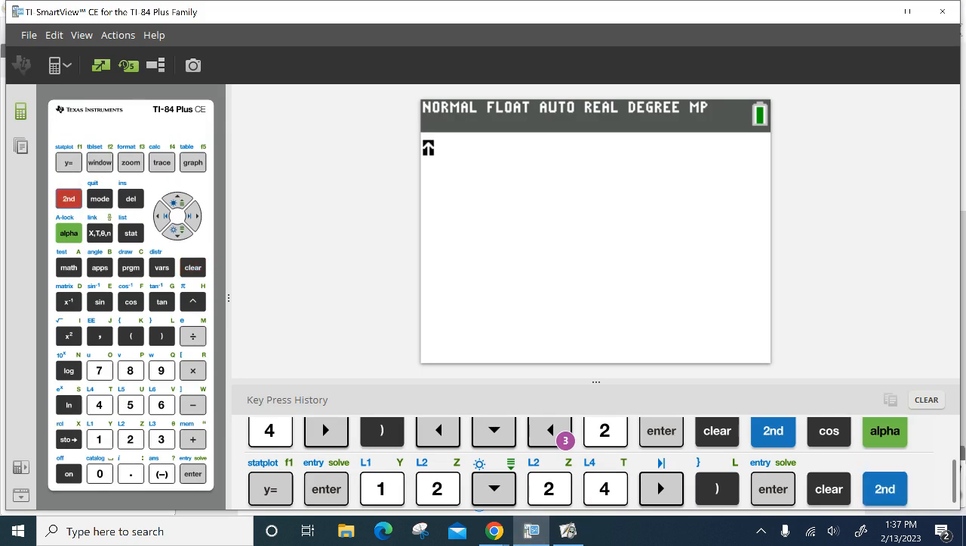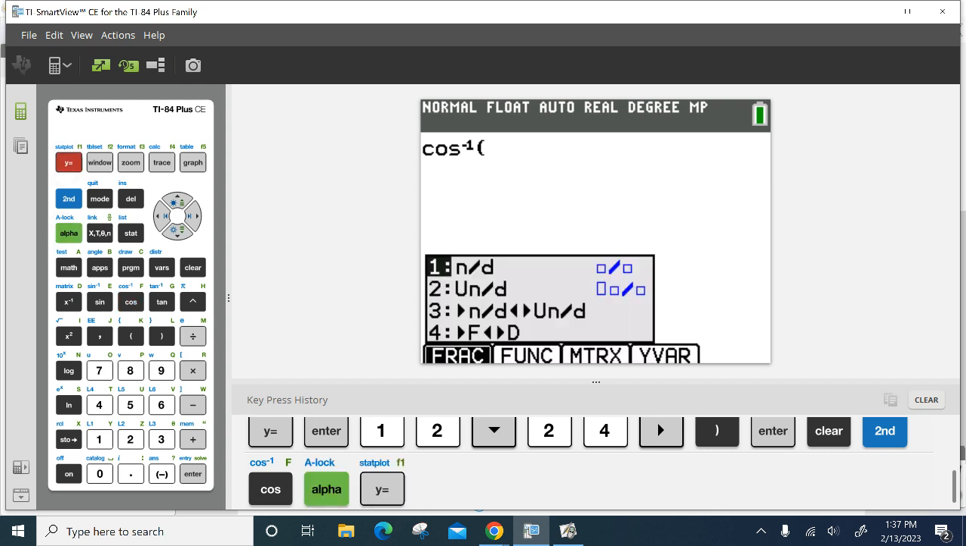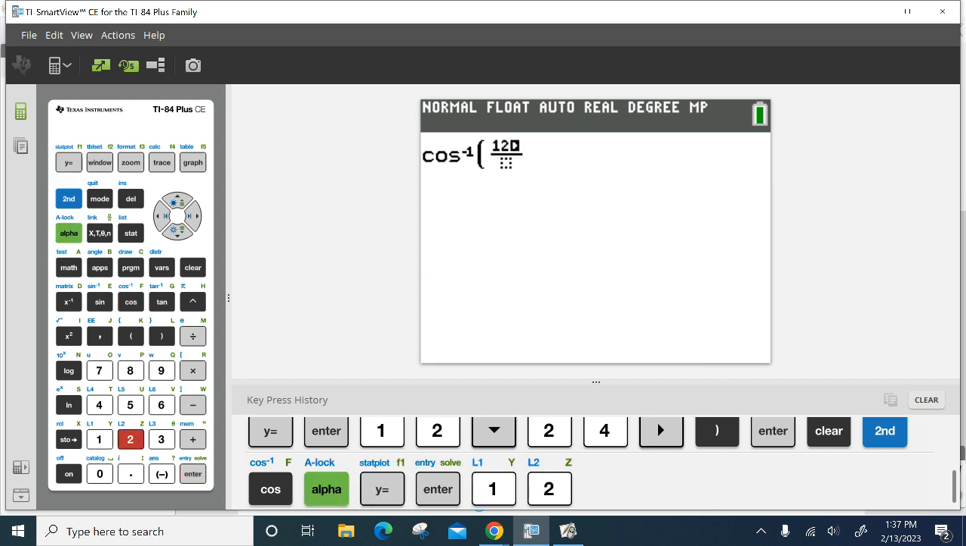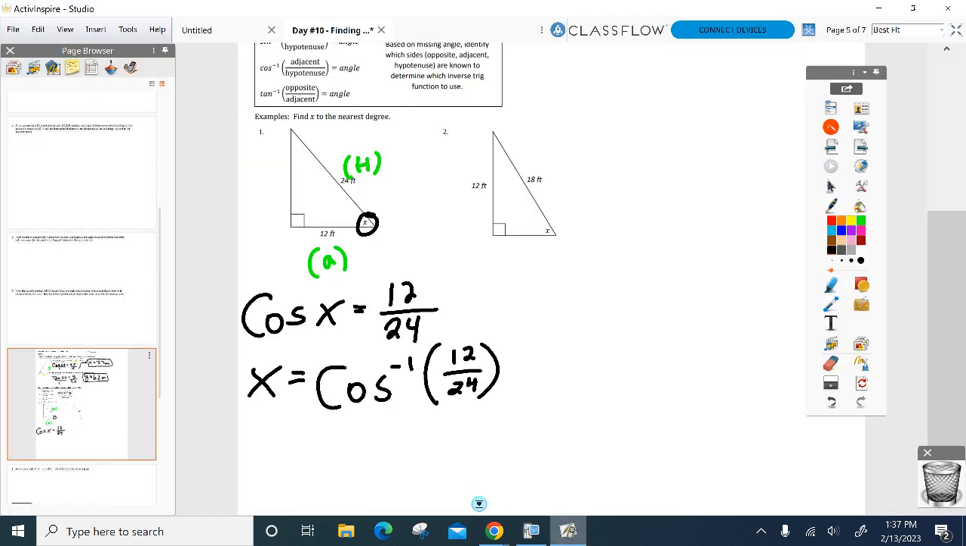So we are asking the calculator what angle has a cosine ratio of 12/24 by doing the inverse. Second button, cosine, gets you there. And then I always rely on my fraction template, 12/24. Your calculator will produce the angle that has a cosine ratio of 12/24: 60 degrees. So that's how we go backwards. I know the ratio, but now I need the angle. 60 degrees.